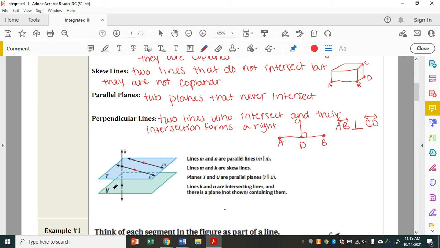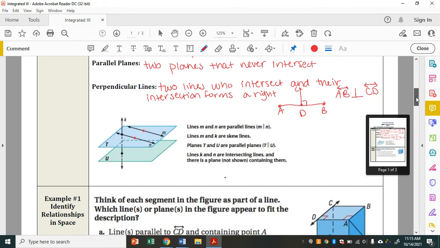We can see plane T and U are our parallel planes here. And lines K and N are intersecting lines. But unless we saw a right angle box here, we wouldn't be able to assume that they're going to be perpendicular. So they're just considered to be intersecting lines. There's no special relationship between them.